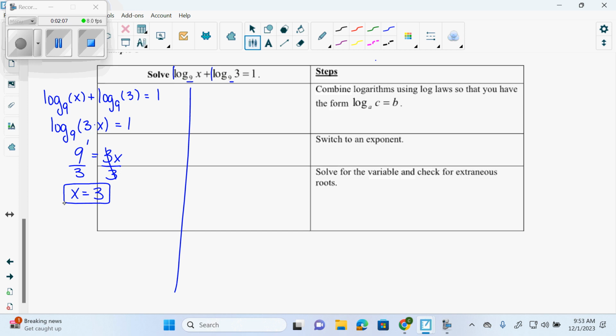Now we always have to check for extraneous roots. Beside a log and in its base, I can't have negatives or 0. So when I plug it back in, I get log base 9 of 3, that's fine. And I can check these. Log base 9 of 3 is a half, and a half plus a half is 1. This one's good. Okay? So we're going to do the same method every single time: get all the logs together on one side, anything without a log on the other, and then convert. So then we're going to flip over.